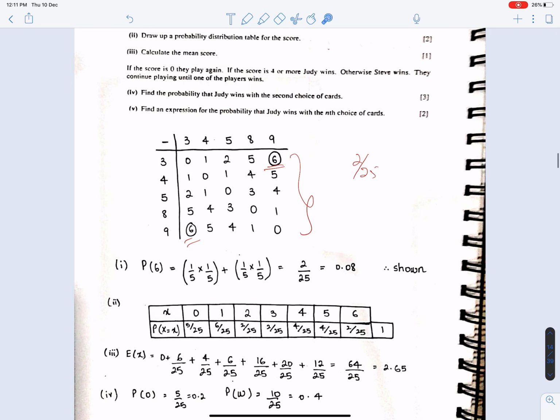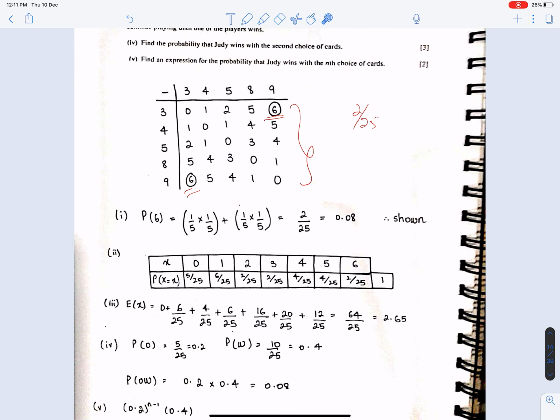Calculate the mean score. You all know how to get the mean. I'm leaving the calculation of the mean for you. This is capital X.